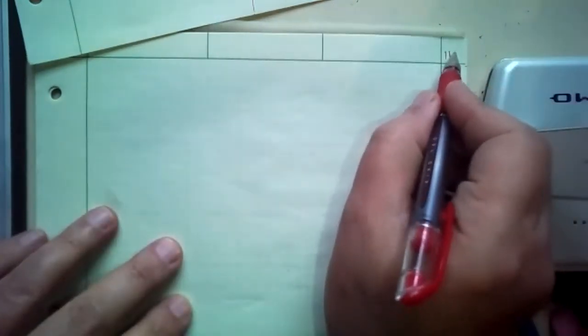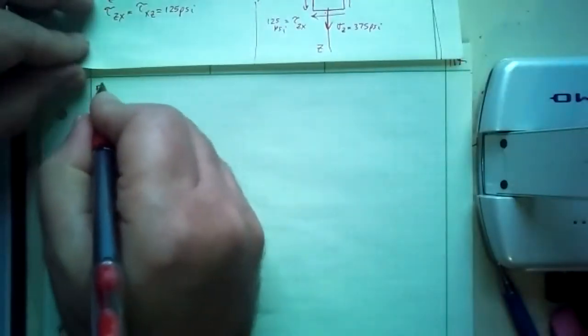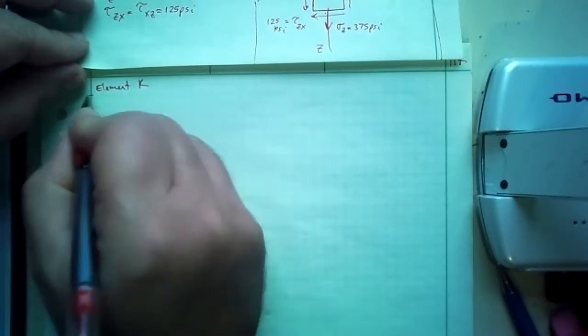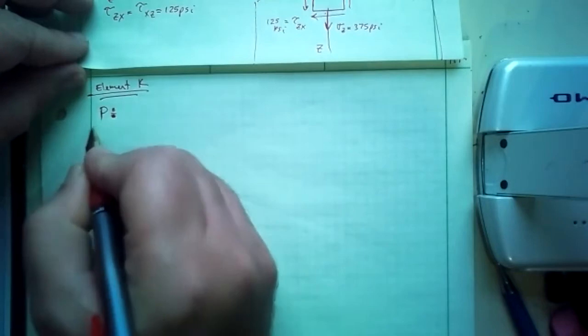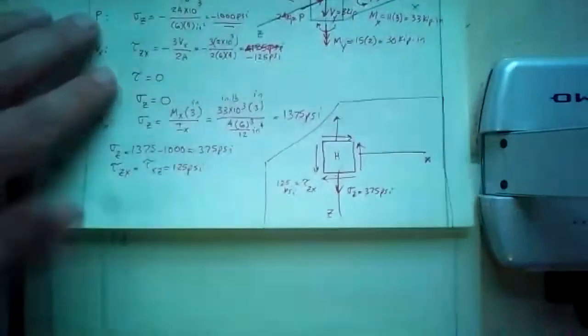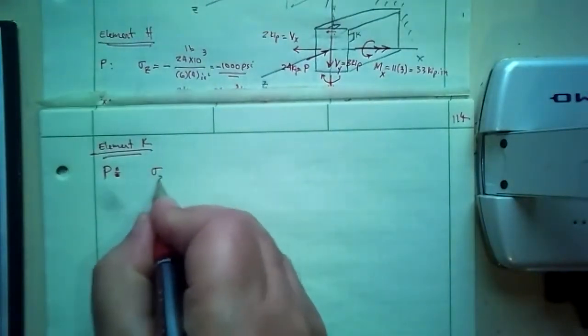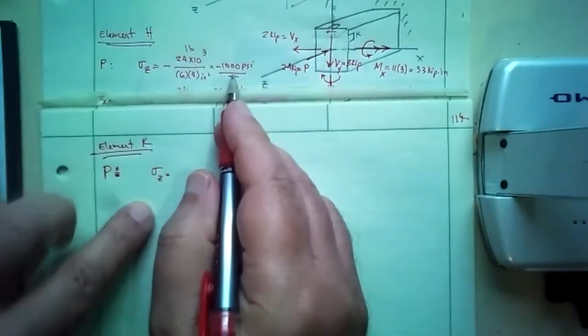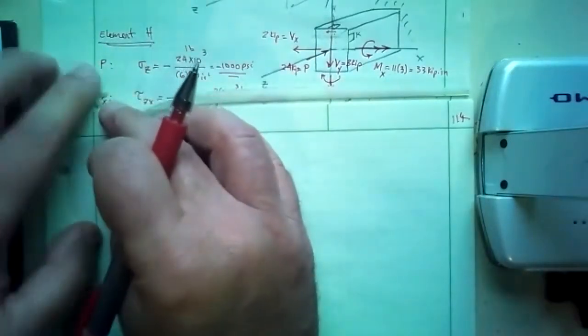I don't know why I switched to a red pen, but I will continue. 114. Element K. P causes axial stress in the Z direction along the length, which is the same as we had before. So let's just go down the list. Next we did VX.